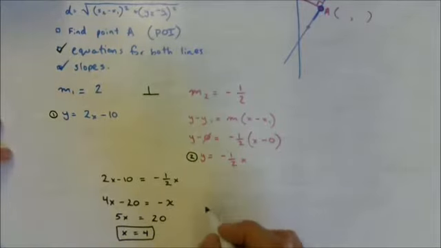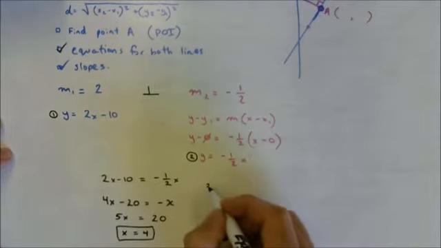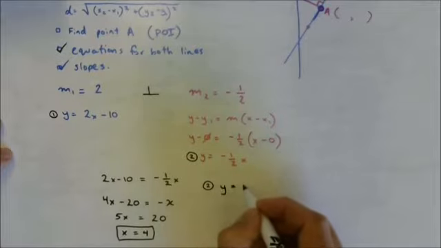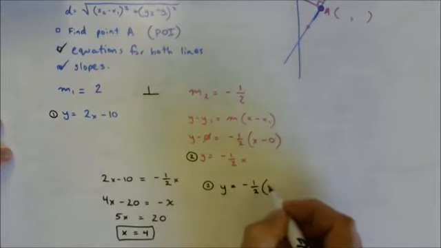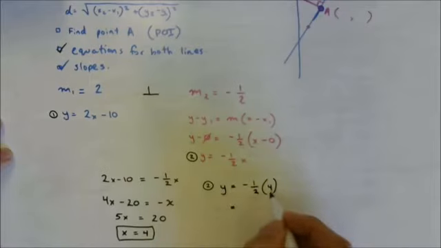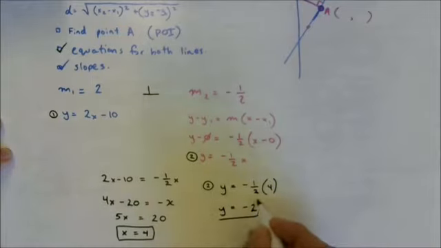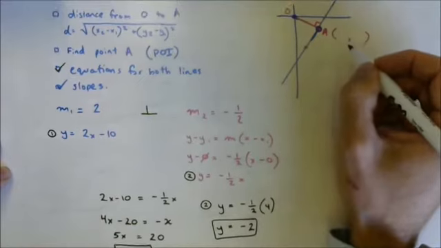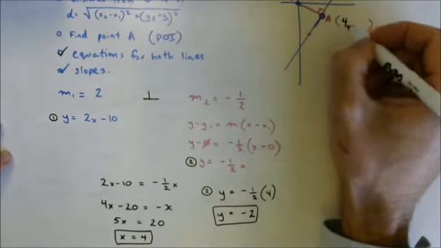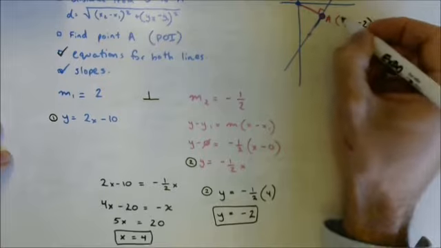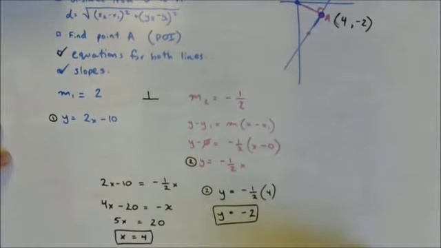Nope. Now we're going to sub into either equation in order to determine what y is. I'm going to use equation 2. Y equals negative 1/2 times x, which I know is 4. Negative half times 4. Well, I cut 4 in half, so it's 2, and I have a negative sign. So it's negative 2. Okay, that tells us point A. I can add that to my diagram. It's 4, negative 2. Are we done?